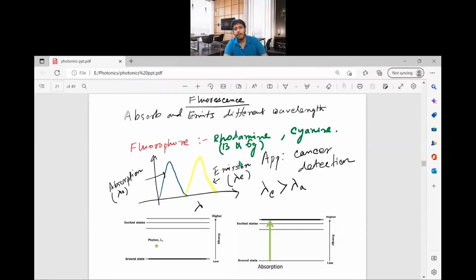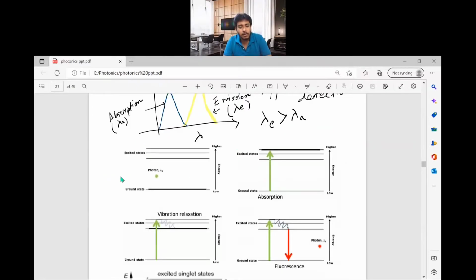Rhodamine and cyanine are materials which have the fluorophore property, such as Rhodamine B and Rhodamine 6G. If you illuminate them with green light, they show the fluorescence property and emit orange and yellow light. It can also be used for cancer detection.